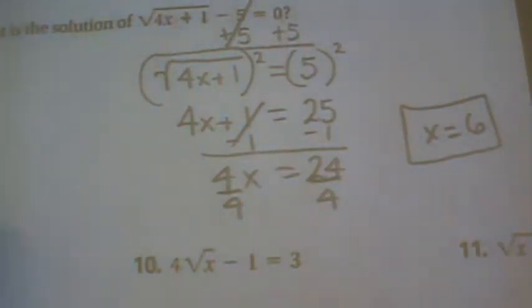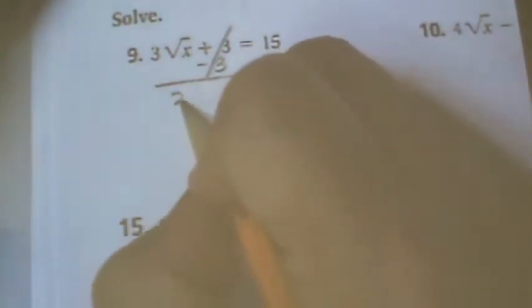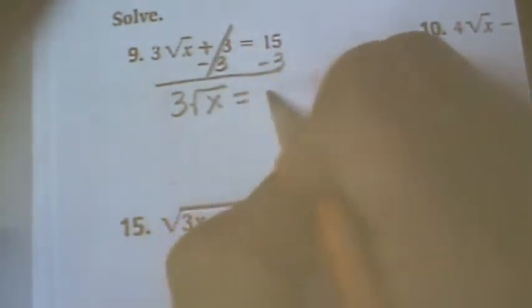So, is there homework now? We're gonna do these 6. I wanna hear you guys. Number 9. I wanna hear your voices. What do you think you're gonna do here? Minus 3. Then what? Divide by 3. Yep.